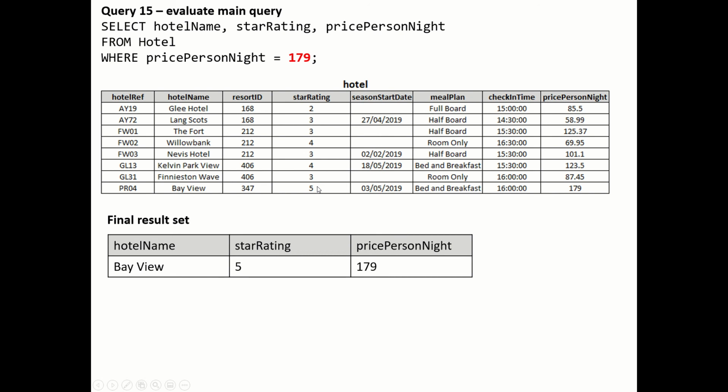Now remember, the reason we couldn't do that all in one query, well, we did it all in one query with a subquery, but the reason we had to use a subquery was that we can't use aggregate functions in the where clause. Okay, I hope that helps.